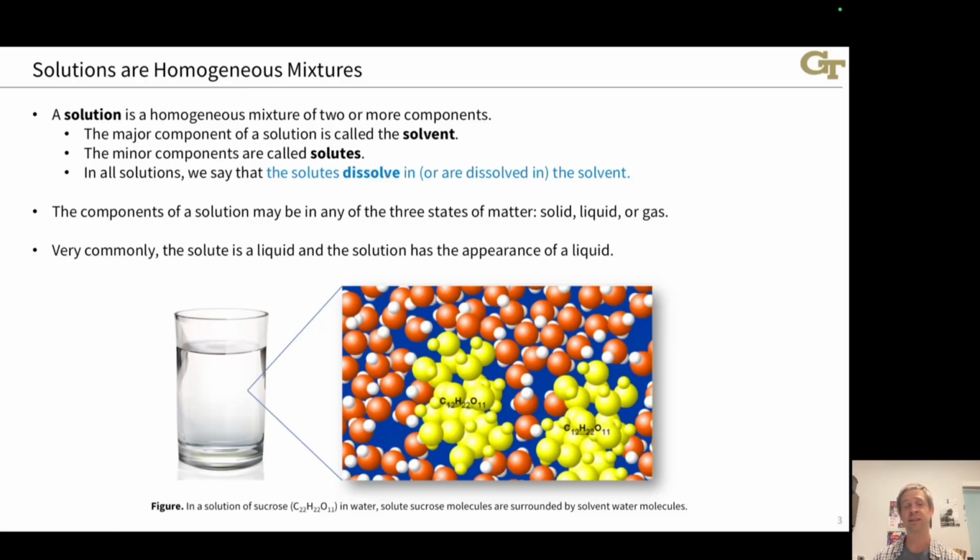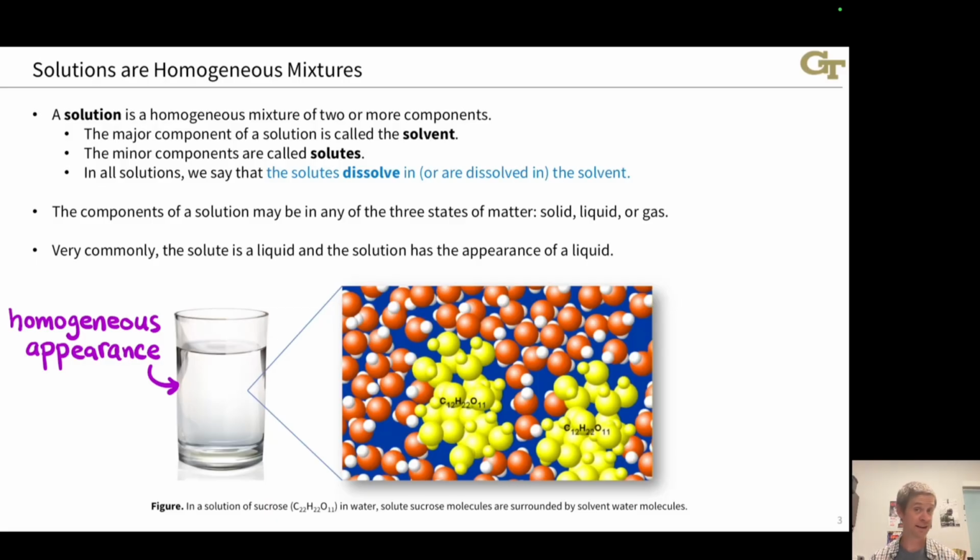Key to a solution is that it's a homogeneous mixture. This means that the solution is basically the same everywhere. Now, this can't possibly be true in practice, right? Since on the molecular level, we'll have water molecules in some places and sugar molecules in others, for example, in this sucrose solution that we're seeing on this slide. But on average, the average appearance of the solution is the same everywhere. It's not heterogeneous with different phases in different places. It's all one relatively uniform phase that we call a solution.